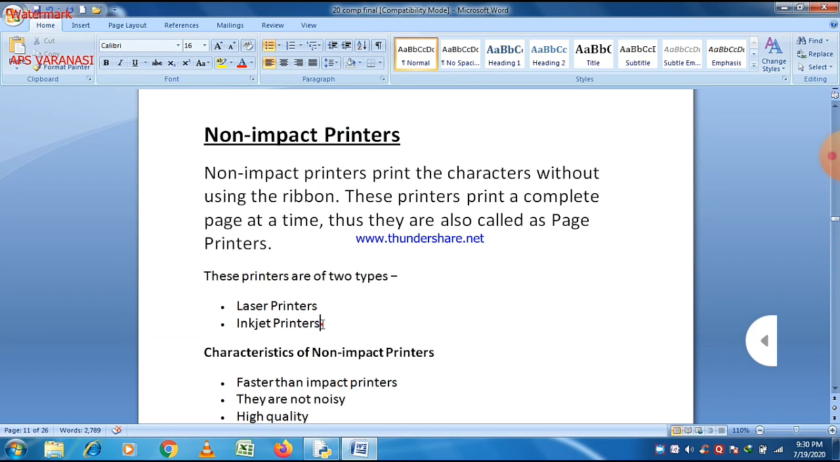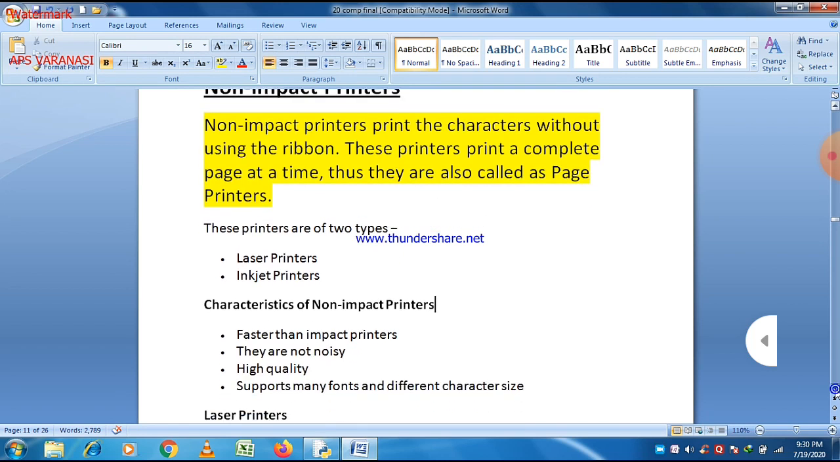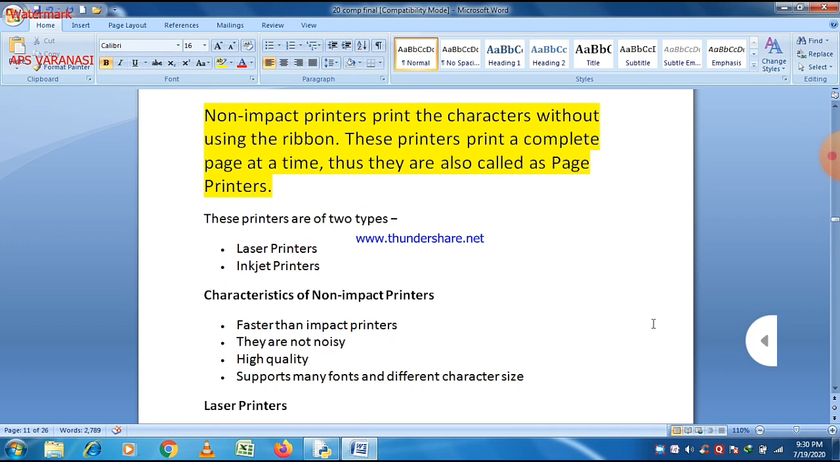Again, non-impact printers can be divided into two basic categories: laser printers and inkjet printers, which are very popular nowadays. The speed of a laser printer is measured in pages per minute. So the characteristics of non-impact printers: they are faster than impact printers. First of all, they are not noisy because they don't create any kind of impact on paper, and then they give us high quality.